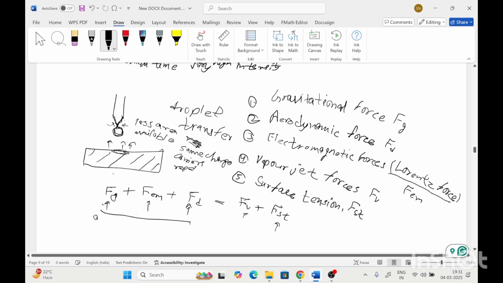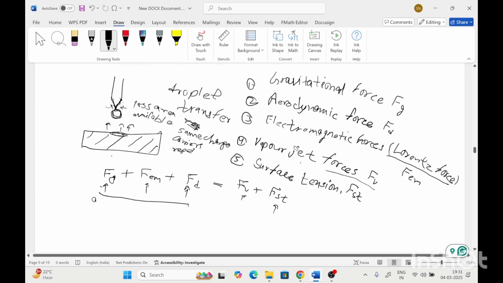Ma'am, is the spattering due to these vapor jet forces? Yes, we will study that here after talking about this. So for this also, this leads to the spattering, and some more criteria lead to the spattering.